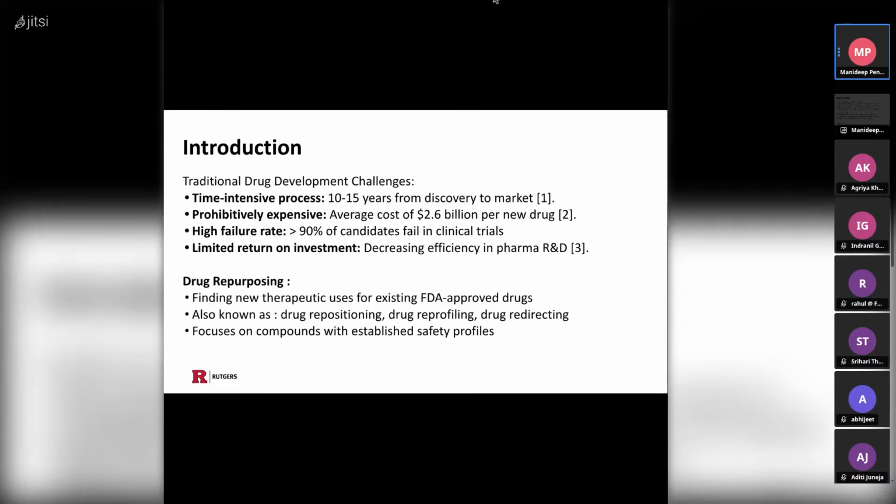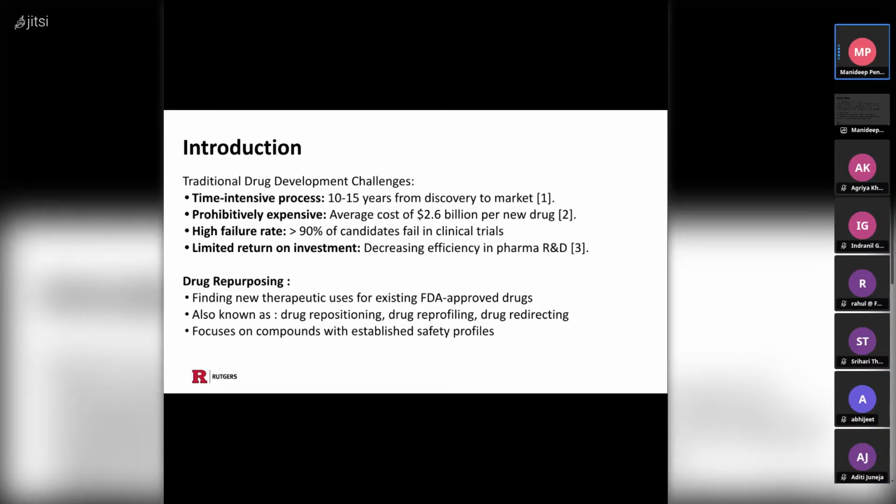Traditionally, medicines or any sort of drugs are created through a particular process that involves a lot of clinical trials and then FDA approval. So this is basically a very time intensive process. It requires around 10 to 15 years from discovery to market.